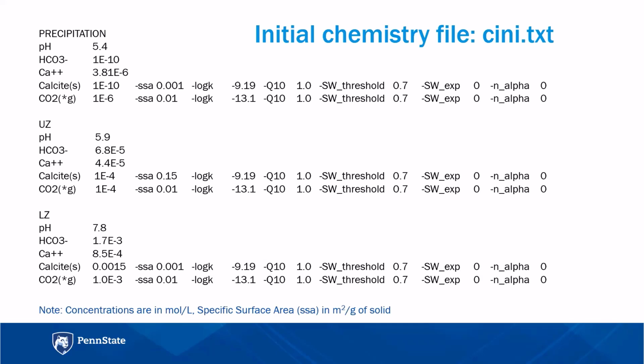And then species that have associated reactions, so calcite and CO2 gas here, also have several parameters that need to be listed, including their specific surface area or SSA, kinetic rate constant or log K, which should match what is in the kinetics block of the database. These species also have Q10 values for the dependence on temperature, soil moisture threshold value and exponent value for the soil moisture dependence, and the N-alpha value for the depth dependence function. All of the values in this file can be tuned during the calibration process.